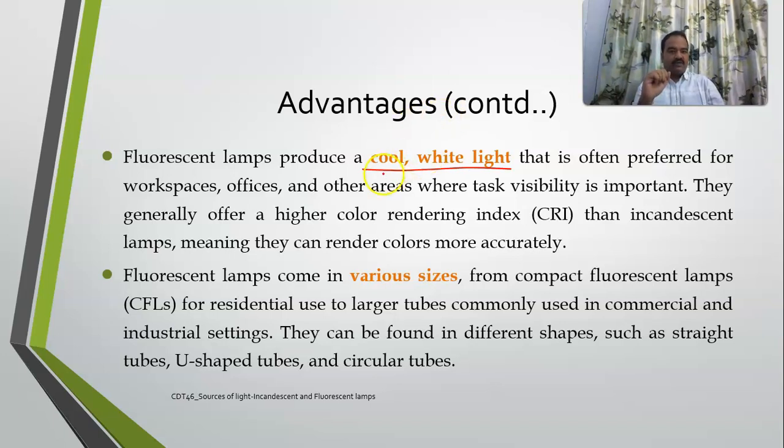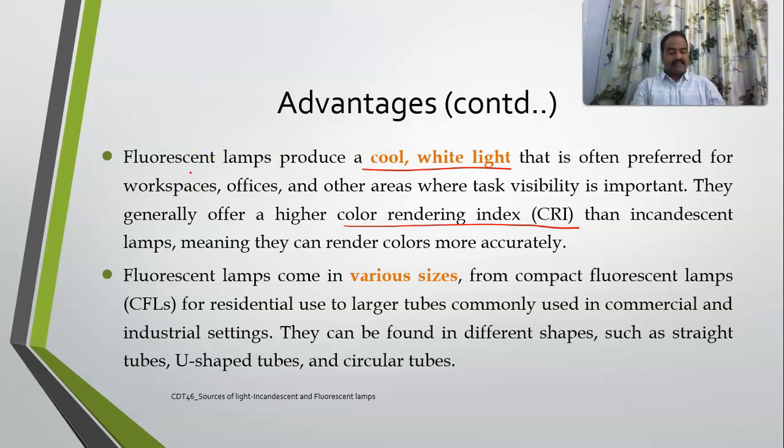So both are quite opposite. You can have very cool white lights, which are generally preferred for workplaces and offices, or where visibility is more important. Then you go with the white lamps. You call that the color rendering index, CRI. It will be higher in the case of fluorescent lamps when compared to incandescent lamps, which means that they can render your colors very accurately.